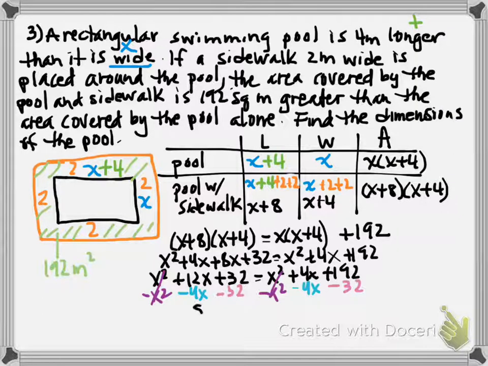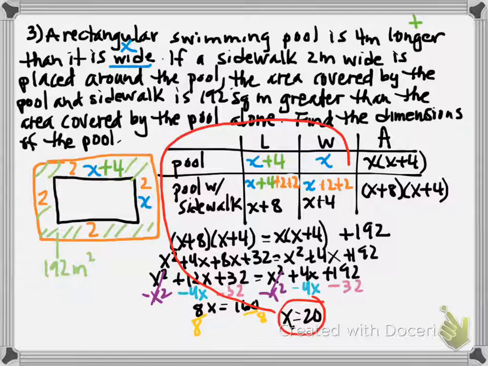That gives me 8x equals 160, and then when I divide both sides by 8, I get x equals 20. So again, I'm going to take that answer, and it wants to know the dimensions of the pool. So we're going to go back to that part of my chart. I have 2 answers, so I'm going to label them separately.